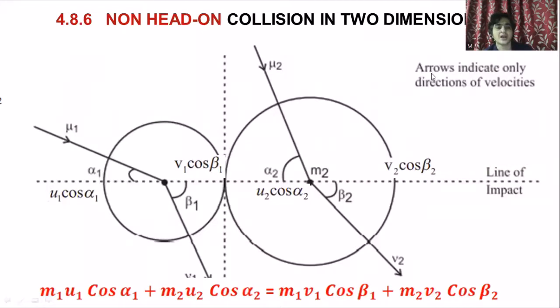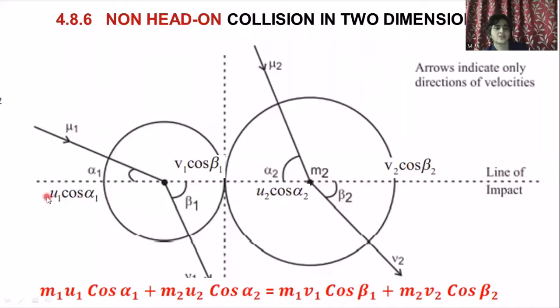So we shall apply the law of conservation of linear momentum along the x-axis now. See, all cos components are along the x-axis. Momentum is mass into velocity. So m1 u1 cos alpha 1 plus m2 u2 cos alpha 2 is equal to m1 v1 cos beta 1 plus m2 v2 cos beta 2.